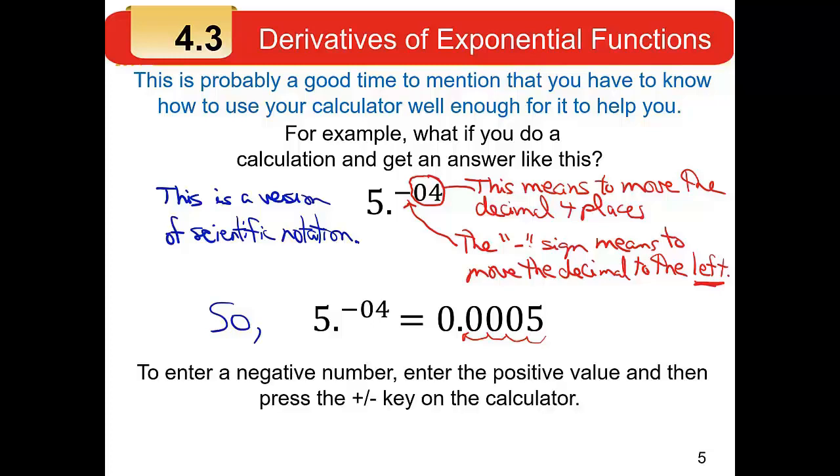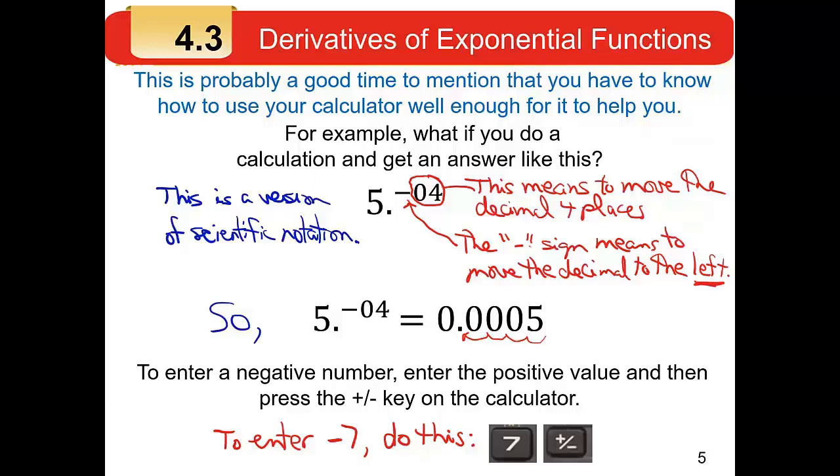How about this? Have you ever tried to enter a negative number in the Casio FX260? You can't enter it directly. What you have to do is just put the positive value in, and there's a plus minus key on the calculator. You press that, and it inserts the minus sign. So if I wanted to enter negative 7, I would first enter positive 7, and then I would hit the key that's got the plus minus on it. And if you do that and look at your calculator display, you'll see immediately that a minus sign pops in front of the 7. You cannot enter a negative sign directly. You have to do it that way.